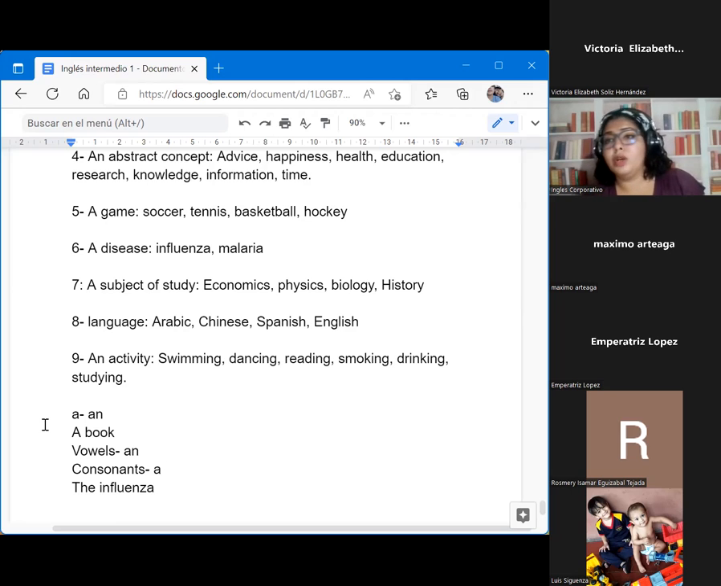So, in that case, we know that for count nouns, we are going to use the articles or the numbers, and for the noncount nouns, we are just going to use the article the. That is very, very general in that case, because when we're using general words, we're going to use that article.